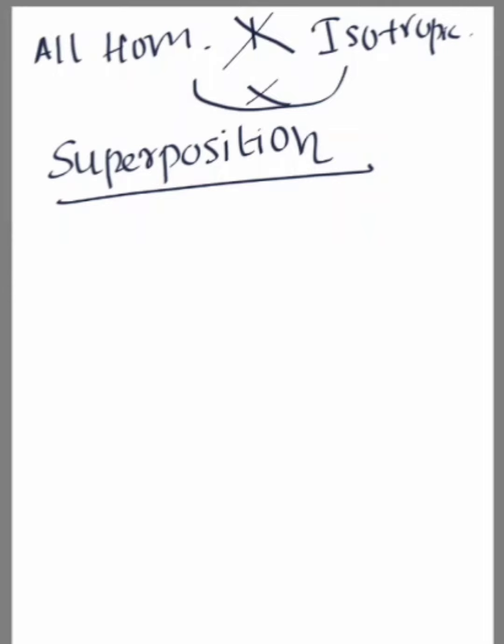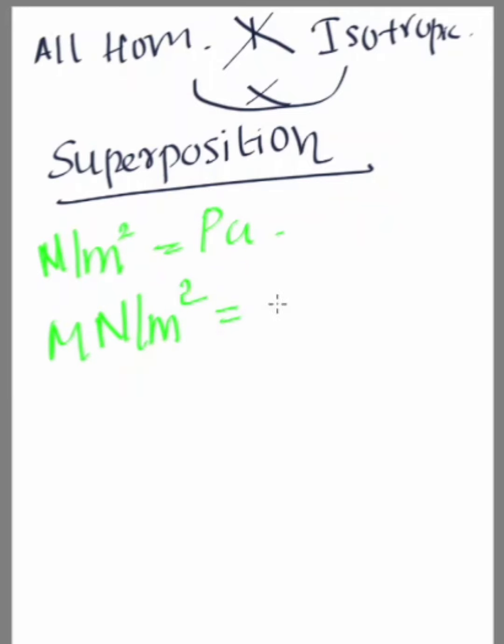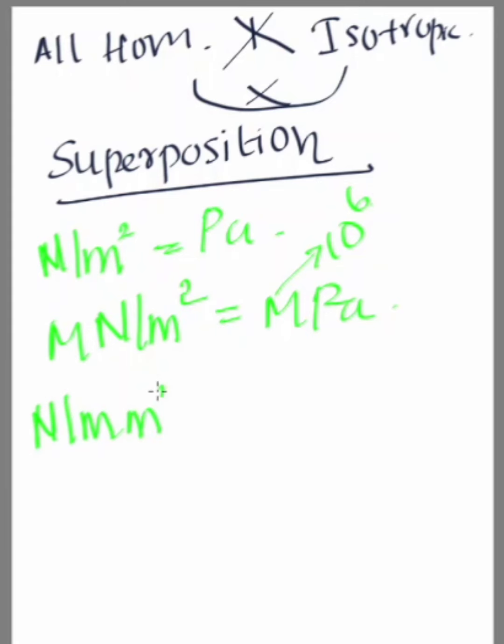Next, talking about the unit of stress, Newton per meter square is also called Pascal. Megapascal, where mega means 10 raised to 6. Next is 1 Newton per mm square. So what does 1 Newton per mm square mean? Just think and write it in the comment section.